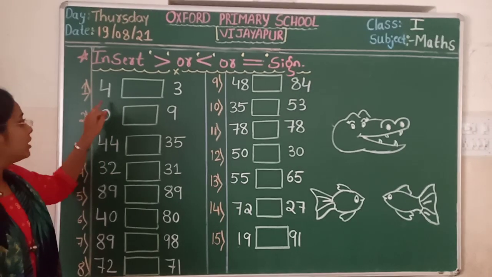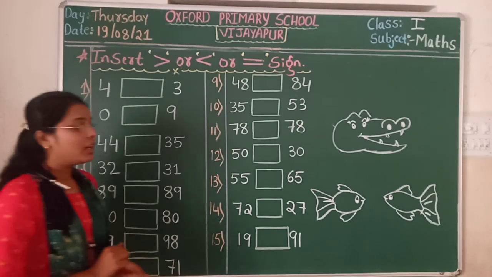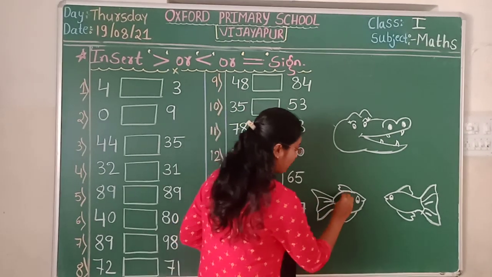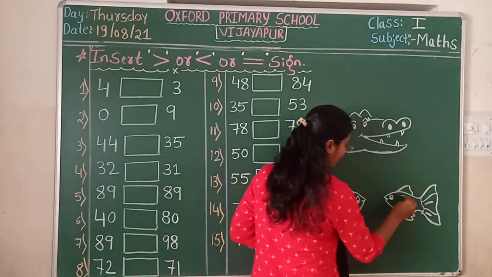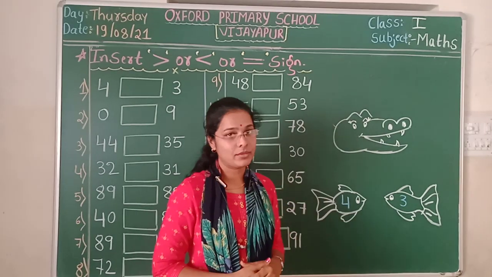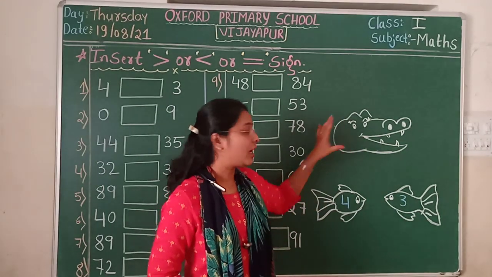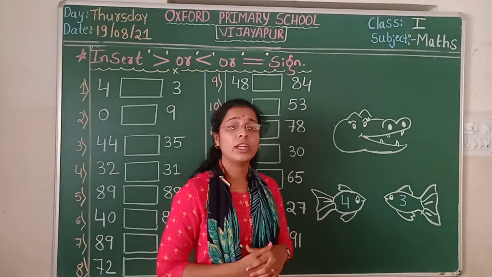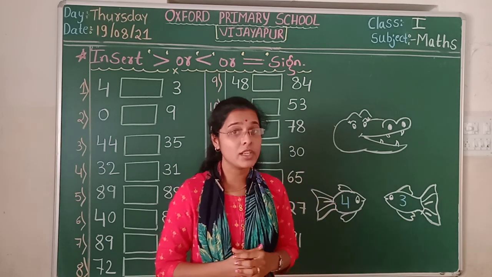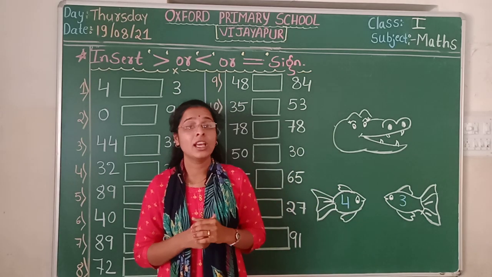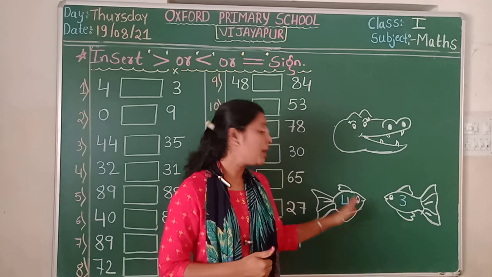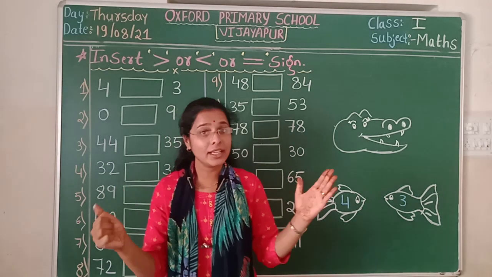See children, we have the numbers 4 and 3. I am going to consider these 4 and 3 as two fishes. One fish containing number 4 and one more fish containing number 3. Here Mr. Crocodile, otherwise alligator, wants to eat only big fishes. It does not like to eat smaller ones. It always wants to eat big fishes, means a fish containing a bigger number.